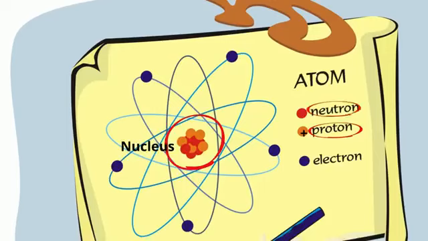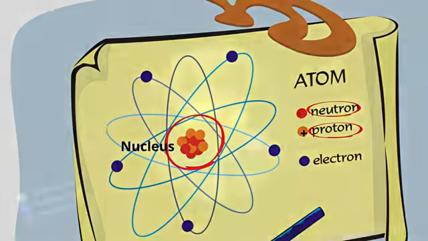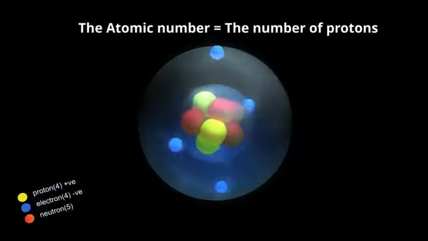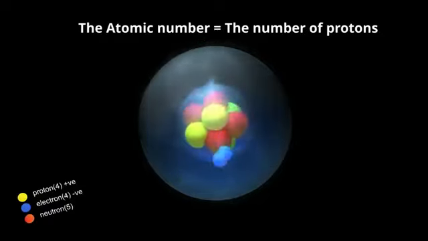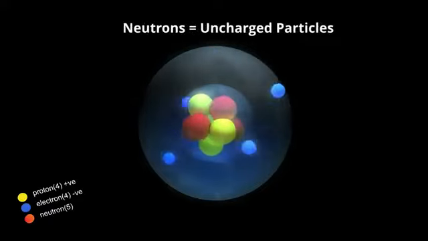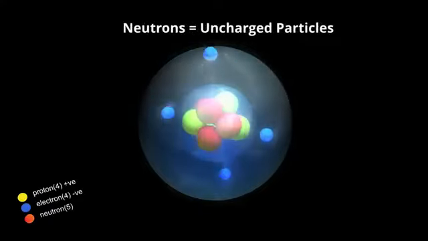The positively charged particles in the nucleus of an atom are called protons. The number of protons in the nucleus is the defining property of an element and is referred to as the atomic number. The uncharged particles in the nucleus are called neutrons.